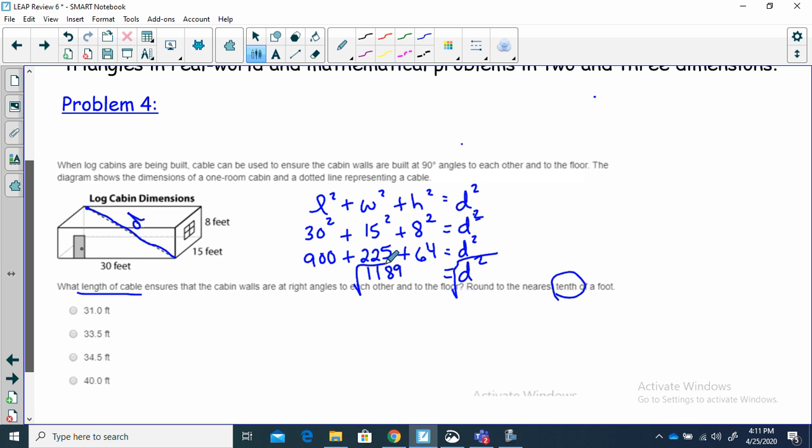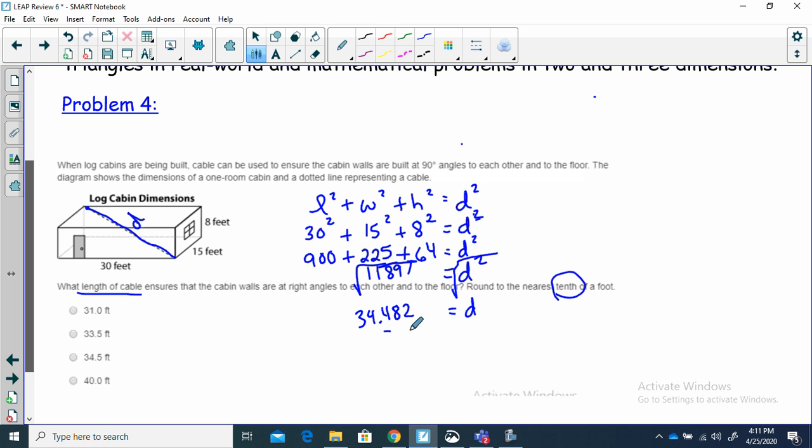What we do to one side, we have to do to the other on an equal sign. So let's take the square root of 1,189. If you have a TI-30X IIS, put in second function, square root, 1,189, equals, and it should give you D is equal to 34.482. But it wants us to the nearest tenth.